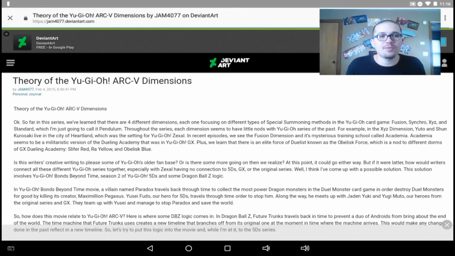And this theory is actually pretty viable, because we do know, like I said, in Yu-Gi-Oh! time travel is very possible. And this is a theory that I would really like to see become canon in the actual animes, as it would link everything together, especially since Zexal really has no connection with any of the other animes. So I would actually really love to see this theory come to fruition as canon for the Yu-Gi-Oh! series.